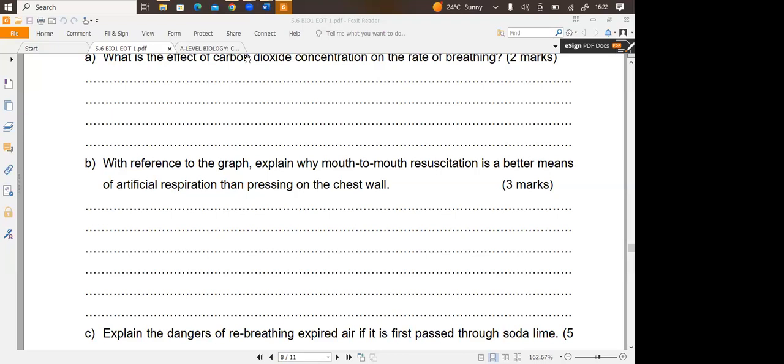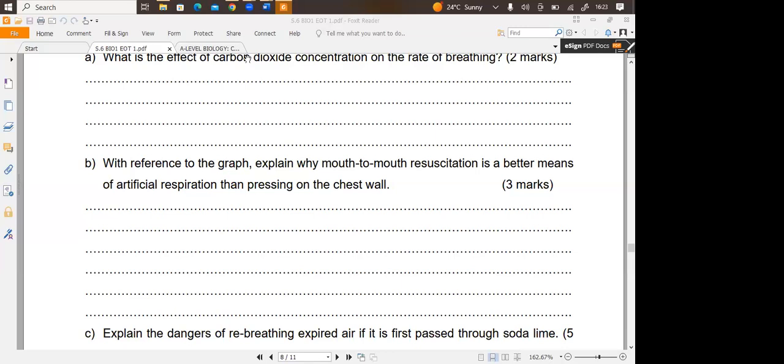Then when the chest volume reduces, the pressure will increase, then air will be expelled. When the chest volume increases and the pressure reduces, then air will be sucked into the lungs. So by pressing on the chest, you're trying to bring about those pressure changes, which also works. It actually works.